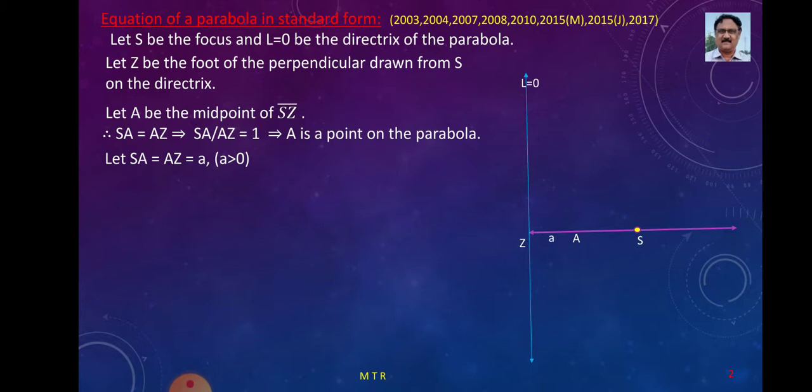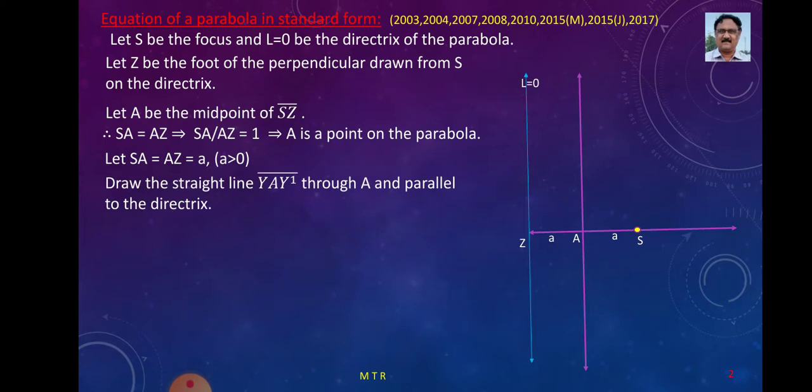Okay, SA is equal to small a and AZ is also equal to small a because the two are equal. Draw a line Y dash through capital A and parallel to the directrix L = 0. This Y dash is parallel to the directrix L = 0 and passes through A. Now we take this ZX bar as the x-axis and Y dash bar as the y-axis.